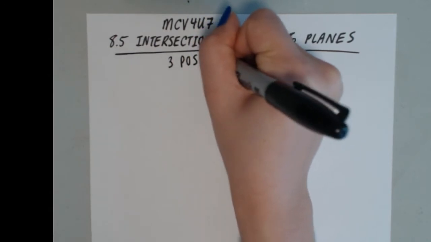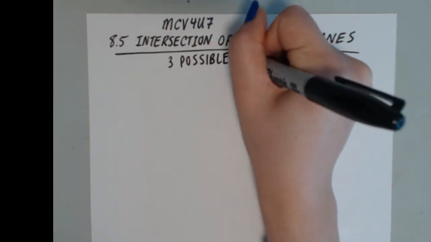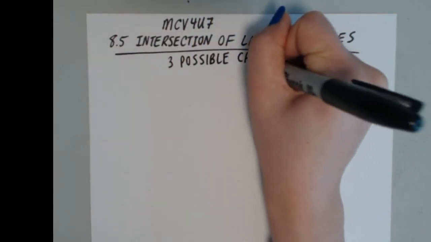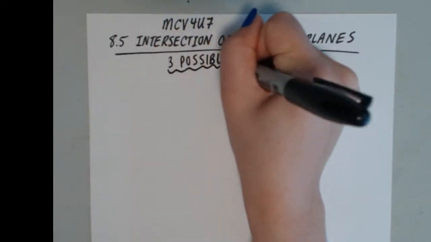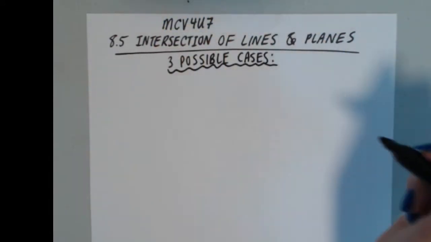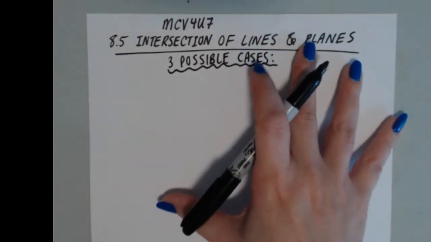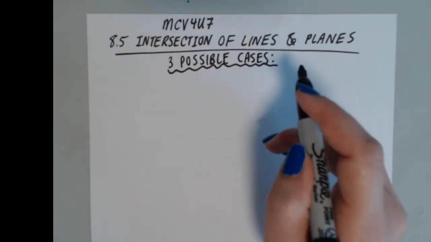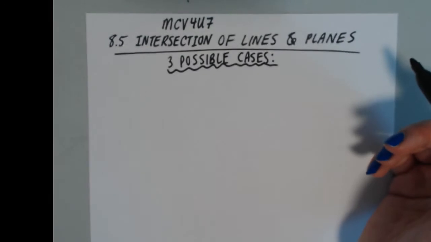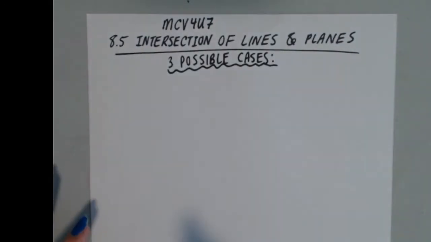All right, so when a line intersects with a plane, there are three possible cases that you can end up with. And I'm sure you can probably visualize this yourself. Grab a piece of paper, grab a pen or a pencil, and just think of the different ways that they could intersect, all of the unique possible ways.